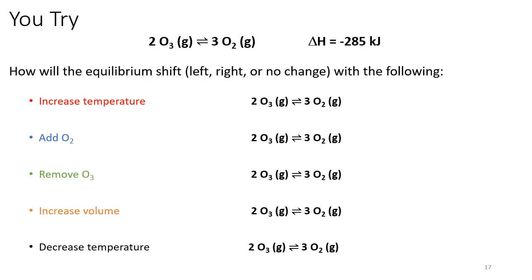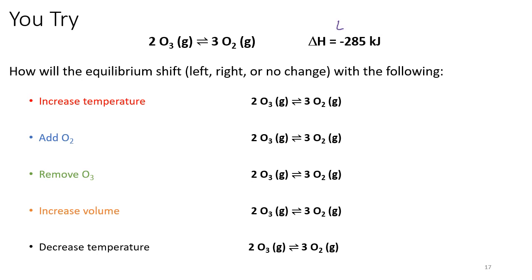Here we have the reaction, 2O3 gas, which is ozone, forming 3O2 gas, which is oxygen. Delta H for the reaction is negative 285 kilojoules. How will the equilibrium shift? Left, right, or no change with the following.